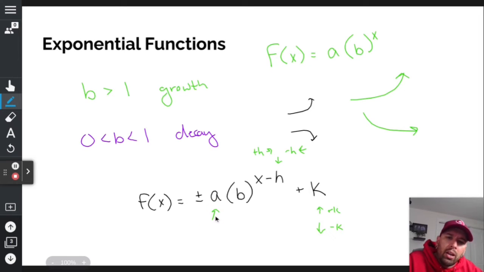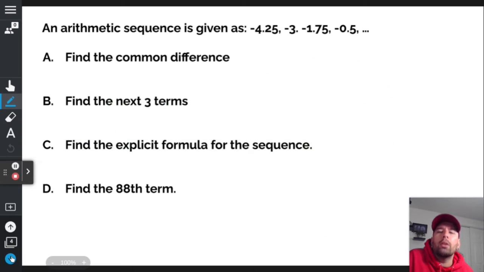What the A does, and I forgot to talk about that earlier, is it takes your number and it either stretches it or shrinks it. A smaller A has you shrink it. A larger A has you stretch it. So this has to do with the horizontal stretch. I don't think we're going to see that a whole ton because usually we're going to be given numbers and we'll take it from there.